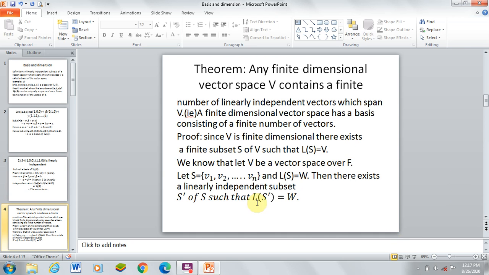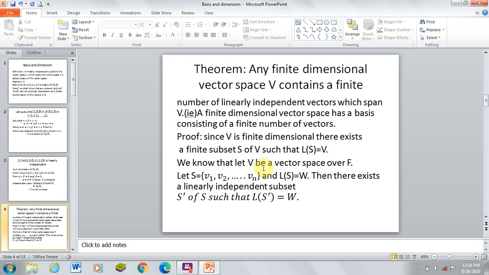Let us see the theorem. Any finite dimensional vector space V contains a finite number of linearly independent vectors that span V. That is, a linearly independent set that spans V is called a basis. That is, a finite dimensional vector space has a basis consisting of a finite number of vectors. Let us see the proof of the theorem. Let V be finite dimensional. There exists a finite subset S of V such that L of S equal to V. Here it is a span. Span means L of S equal to V.